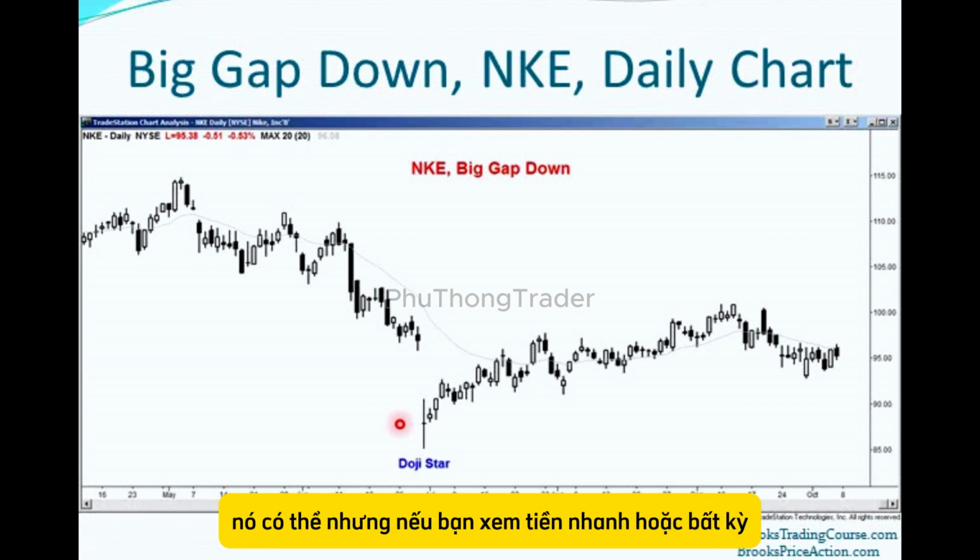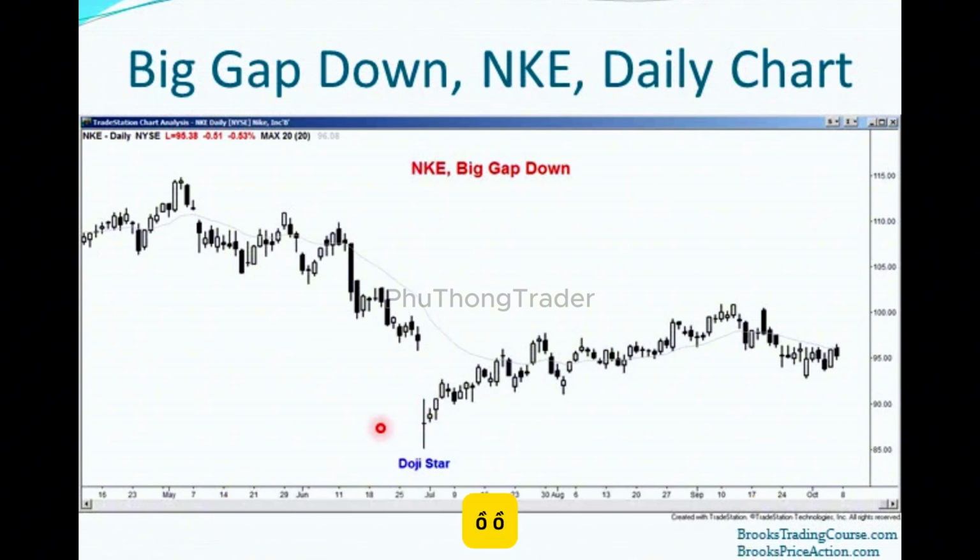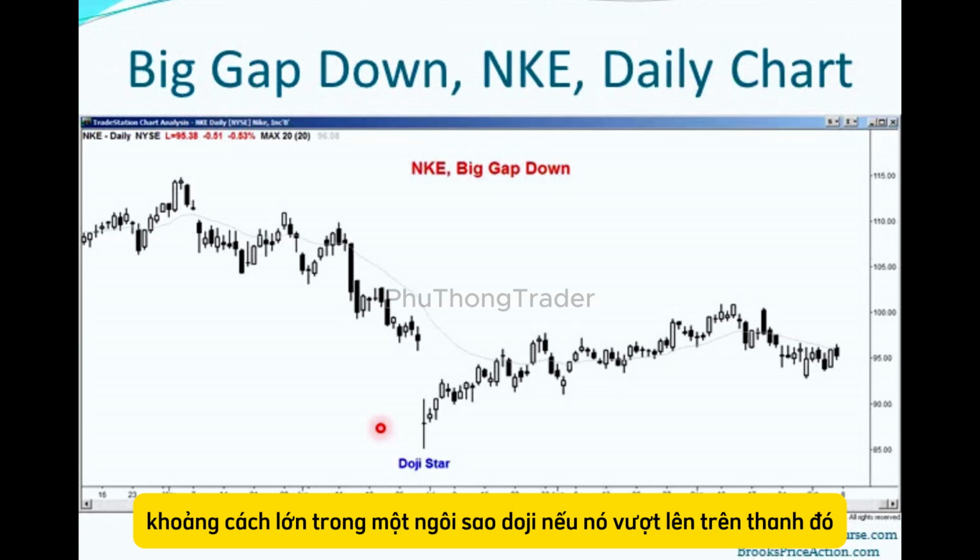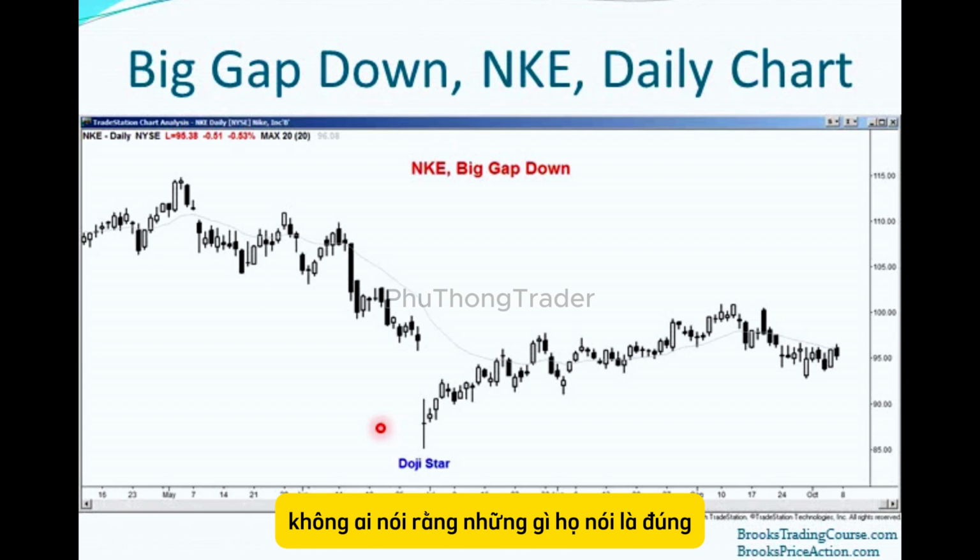It can, but if you watched Fast Money or any business show on that day, you did not hear any trader saying, "Oh, wow, big gap down and a doji star. If it goes above that bar, it's a buy." Nobody said that. What they said was, do you think it's cheap enough to buy? Do you think it's overdone? Do you think it's at support? Do you think the support's below and it has room to go on the downside? That's how traders talk about it.